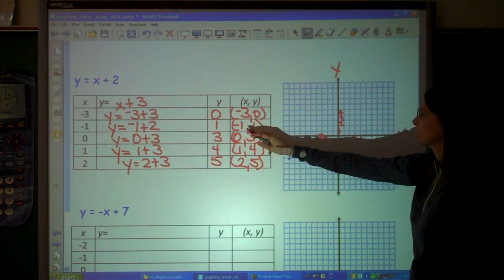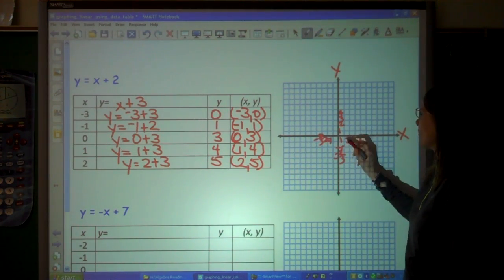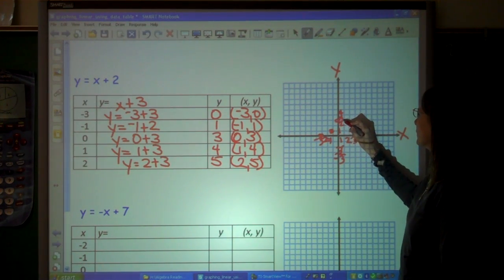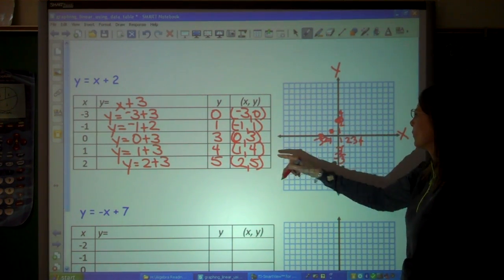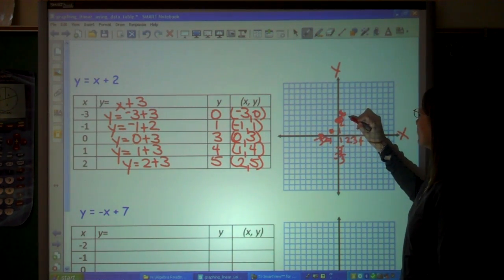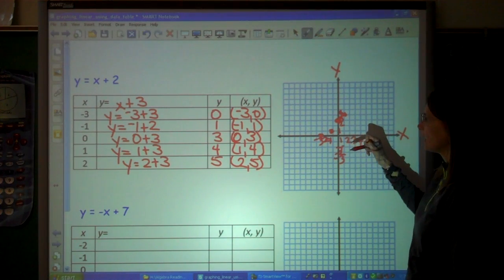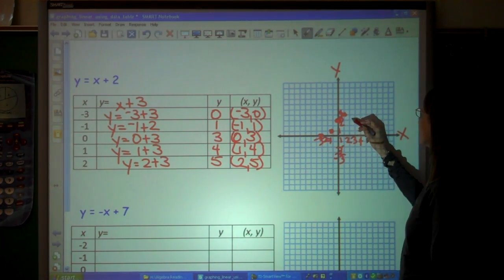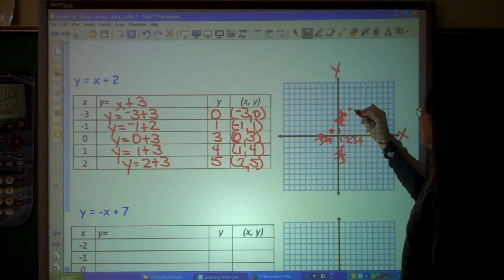And then for the next one, x is negative 1, y is positive 2. So I come over 1 and up 2. And then 0, 3. And then 1, 4. If you notice, my dots are making a line, my points. And then positive 2, 5.